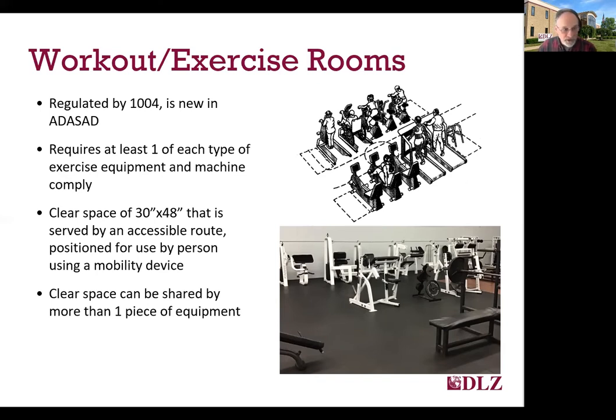And I've got a couple of graphics here, including a picture of an unusually wide open workout room that we found. The clear spaces adjacent to equipment can be shared by more than one piece of equipment. So if you have, let's say, a treadmill and an elliptical adjacent to one another, they can share the same clear space. And that's usually something that is going to be done. You don't have to provide a clear space at every treadmill or every elliptical or every weight machine, but one of each type must have a compliant clear space.